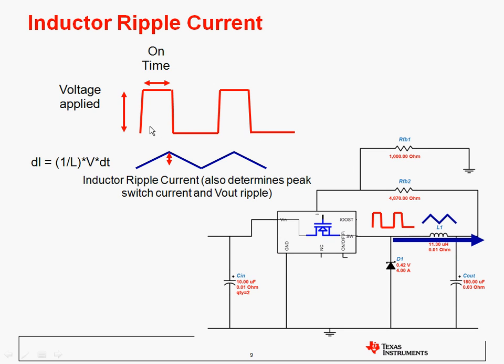Here's a blow-up of that, a little more detail. The voltage applied in this case is the input voltage minus the output voltage, and the on time is proportional obviously to your switching frequency and your duty cycle. The fundamental inductor equation here says that the change in the current will be inversely proportional to your inductance times the voltage applied times the time that that's applied. So all the time that we're applying this input voltage, the inductor current is rising, and then it falls back down as that voltage is turned off.